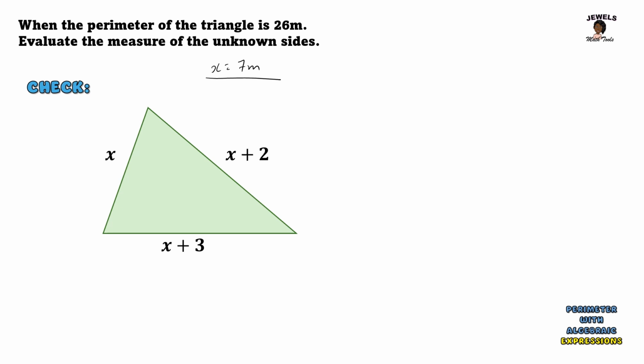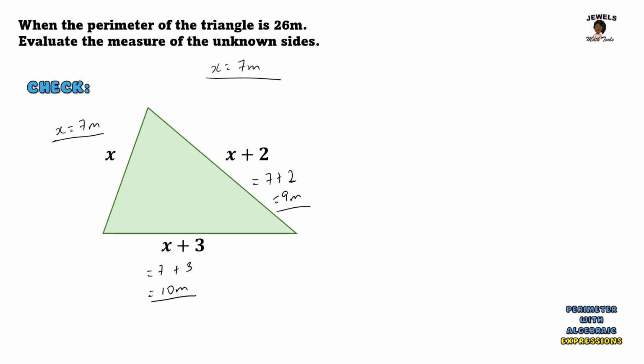So I said that x is equal to 7, so that means for this side, my x is equal to 7 meters. At the bottom here, I'm now going to replace my x with 7, which will be added to 3, and this will equal 10 meters. And for our last side, again we will replace x with 7 plus 2, which will equal 9 meters.